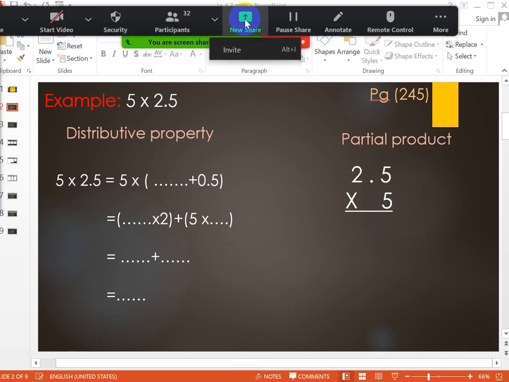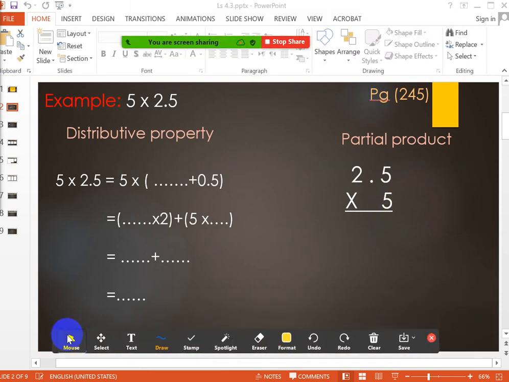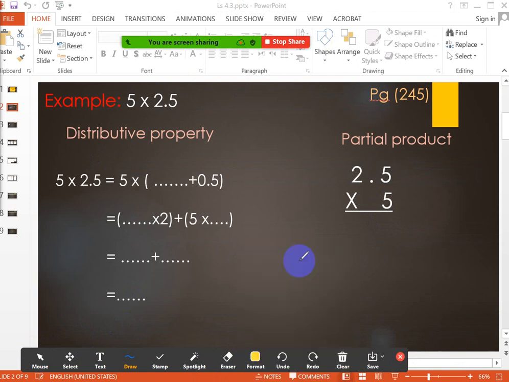Okay, girls, let's return. We stopped where we multiplied the 5 with 0.5, and the answer was 2.5. And then we multiplied 5 with 2. The answer was what, girls? 10. Thank you, Emma. So I have to order the 10 according to the digits.